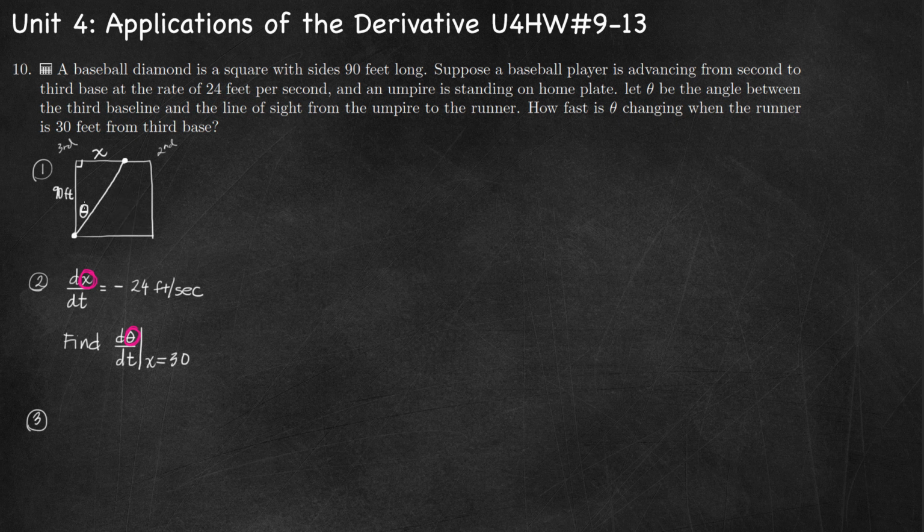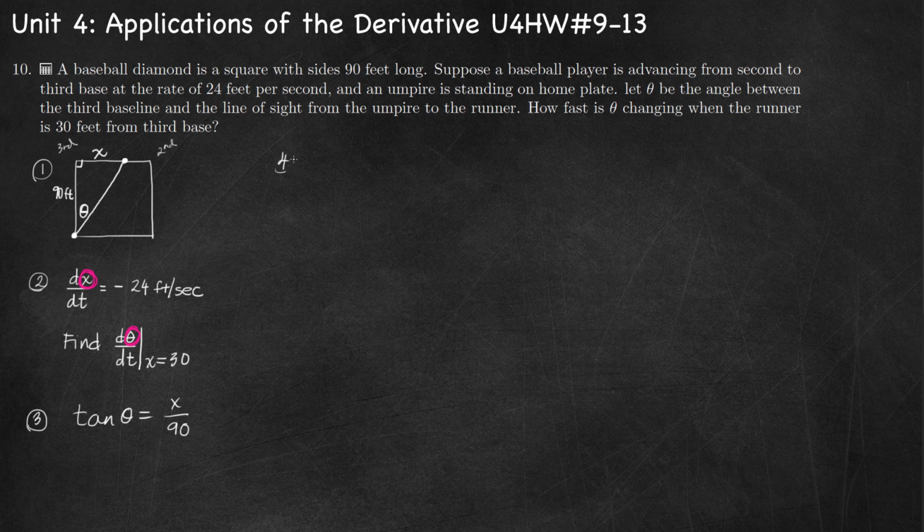Let's use the theta and the x and the 90 since those are all important to this situation. So theta is an angle, and I have a right triangle, and I can use my trig definitions involving x, the opposite side, and 90, the adjacent side. So I know the tangent of theta is x over 90. And that equation, tan theta equals x over 90, relates my variables x and theta, which is what I want.